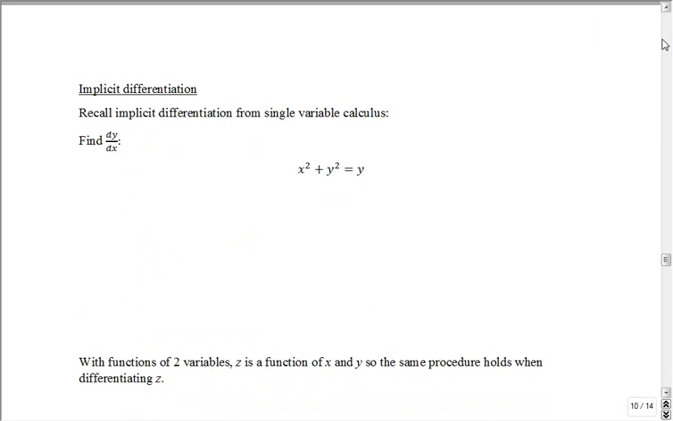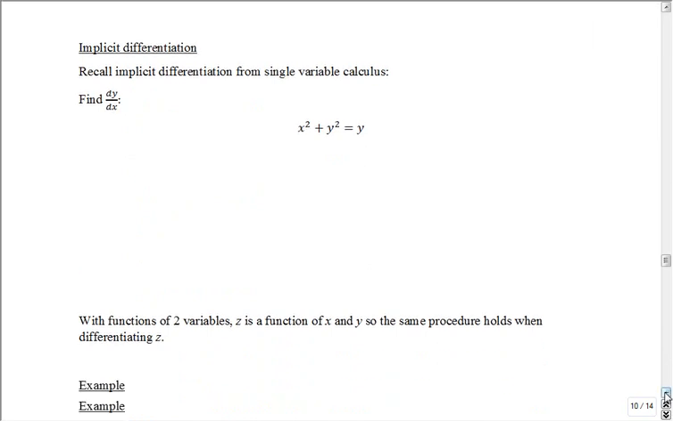Let's continue. Let's look at now differentiating implicitly. You can't do that in multivariable calculus the same way, so in order for you to know how to do that, you need to remember how you did that in single variable calculus. Okay? So let's look at an example from single variable calculus. Find dy dx where x squared plus y squared is y.